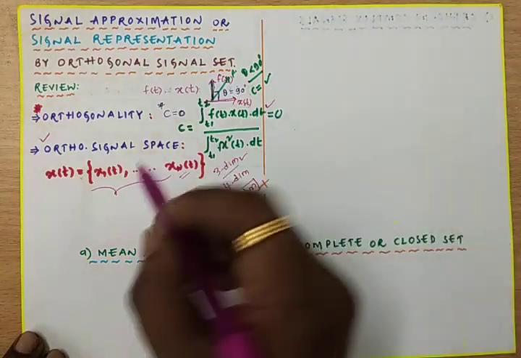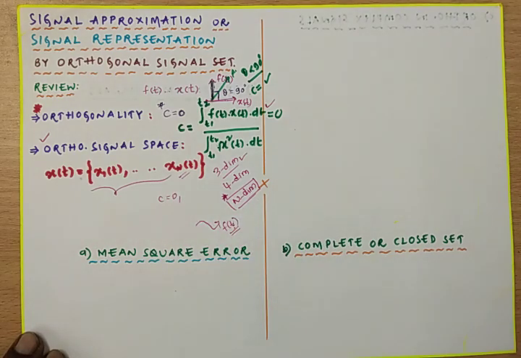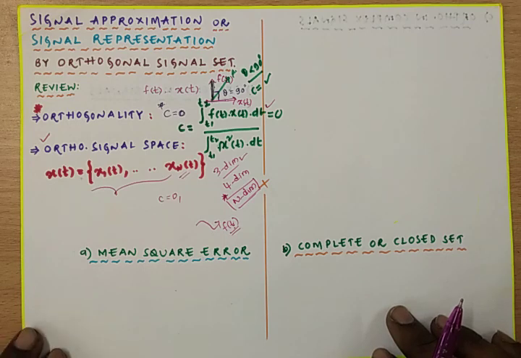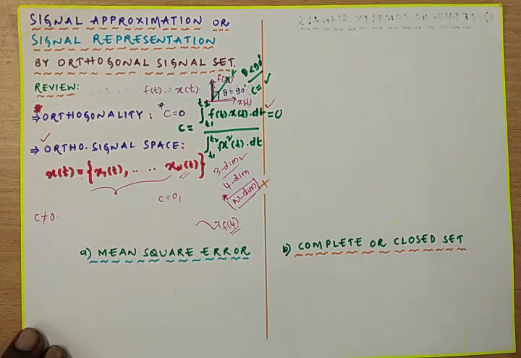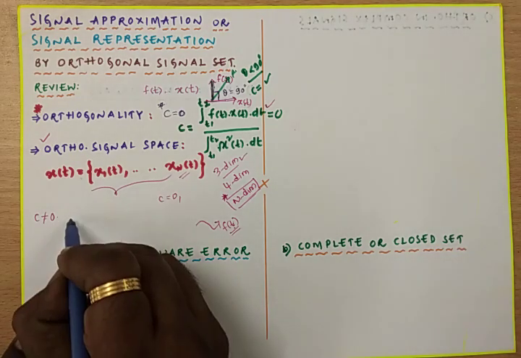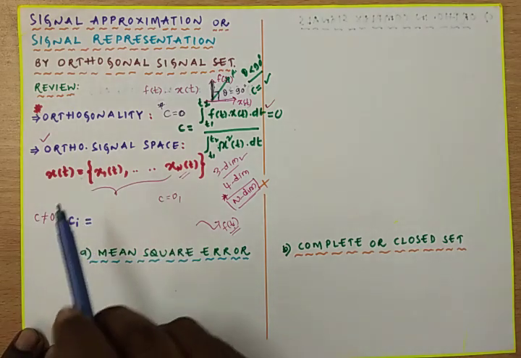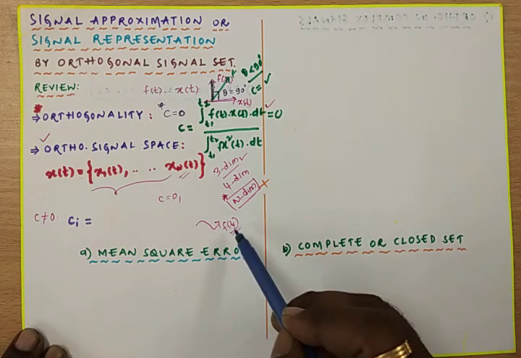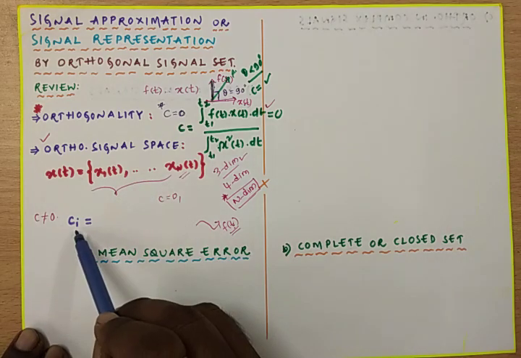If f of t is orthogonal to any one of these signals, then we know that c is equal to 0. If f of t is not orthogonal to a particular signal in the given signal set, then c is a non-zero value. In that case, we have the formula ci is equal to, that means if I take f of t along with x1 of t, it will be c1. If I take f of t and the next signal from the signal set, x2 of t, it will be c2.